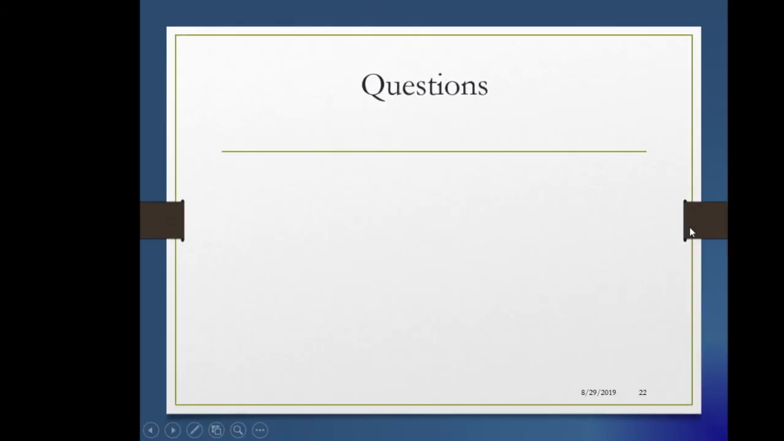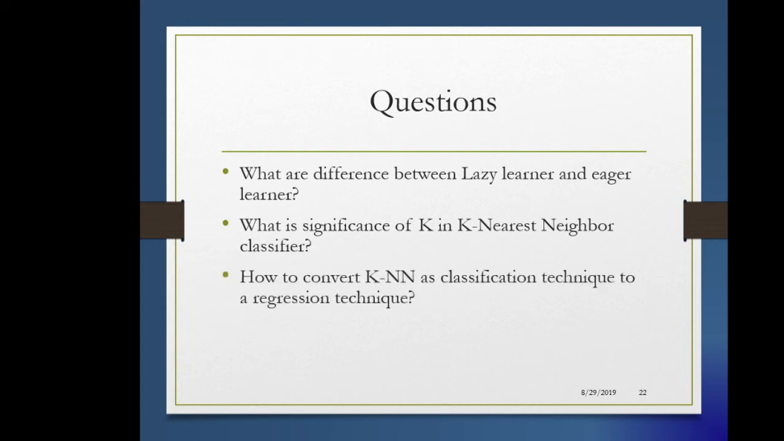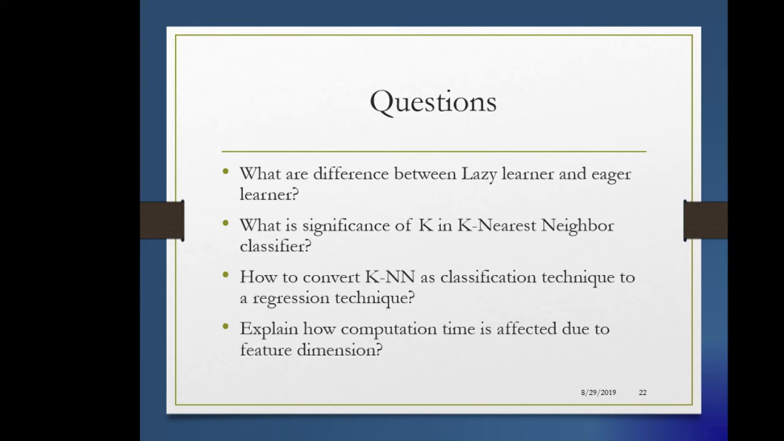What are the questions related to this topic of K-nearest neighbor? The first one is, what are the differences between lazy learner and eager learner, which is one of the important questions. And what is the impact of K on the nearest neighbor classifier? Does it improve it? What should be the optimum value? These are important topics of consideration. How can K-nearest neighbor classification also be used as a regression technique where continuous values can be predicted? How is computation affected with the change in feature dimension? These are some of the questions on K-nearest neighbor.